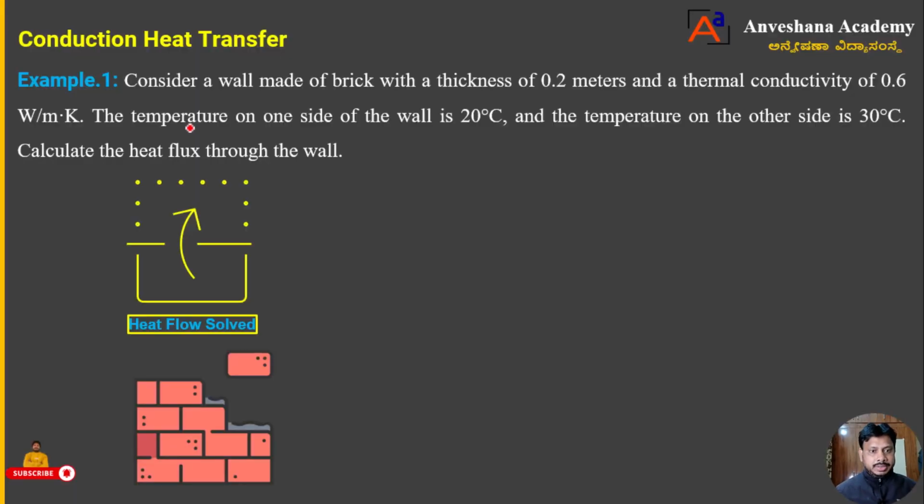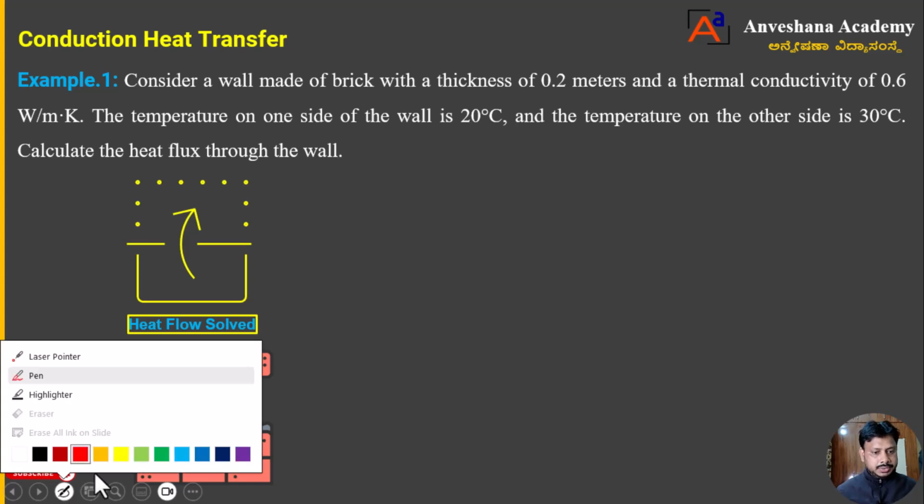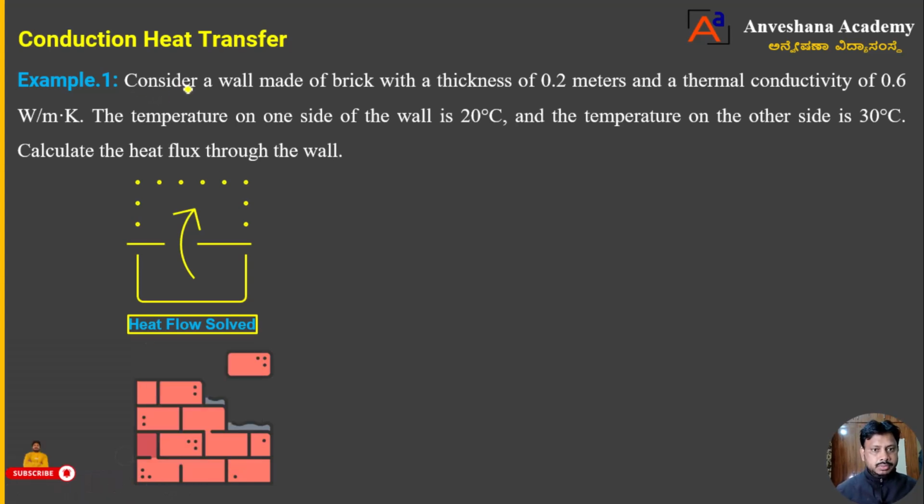Okay, so numericals on conduction heat transfer. Dear students, I will read the problem first, then I will try to solve it. Problem number 1. Consider a wall made up of brick with a thickness of 0.2 meters and thermal conductivity of 0.6 watt per meter Kelvin. The temperature on one side of the wall is 20 degrees Celsius and the temperature on the other side is 30 degrees Celsius. Calculate the heat flux through the wall.